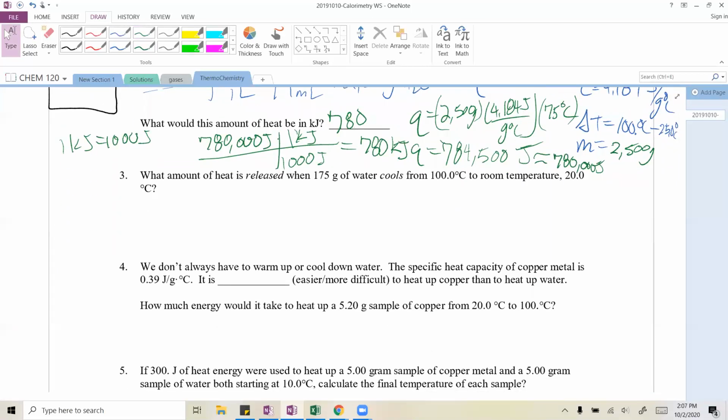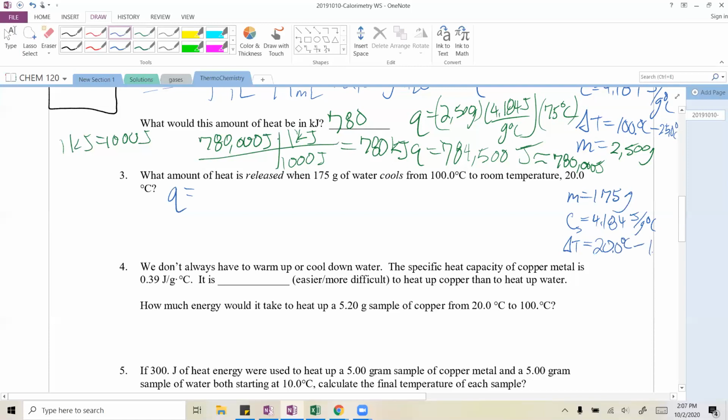And so now we're looking at the amount of heat released when 175 grams of water cools from 100 degrees Celsius to room temperature of 20 degrees Celsius. So we're still looking at our Q here. Now this time our mass is going to be 175 grams. Our C, because it's water, is still the same. And the delta T this time, we don't want to start with the 100. That's going to be our initial temperature, not our final one. So we really want 20.0 degrees Celsius minus 100.